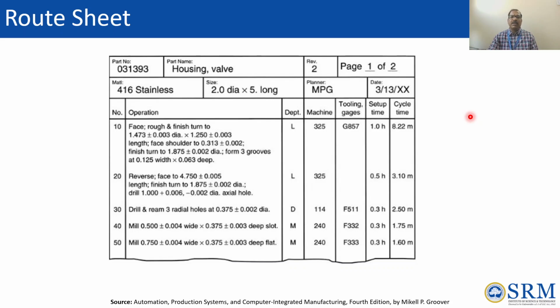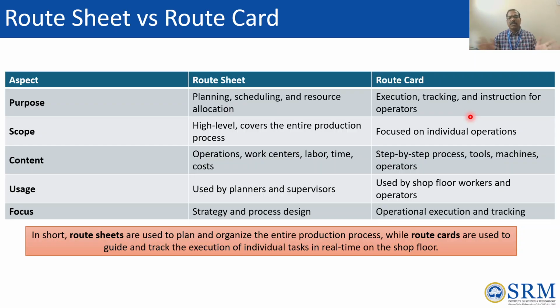It also gives what kind of operation, sequence of operations, machines, tooling, setup time, and cycle time. Okay, so who is the planner? That detailed information will be there under the route sheet. So this is the main difference between route sheet and route card. On the left, it is given what the purpose is, what the scope is, what the content is, what the usage is, and what the focus is.